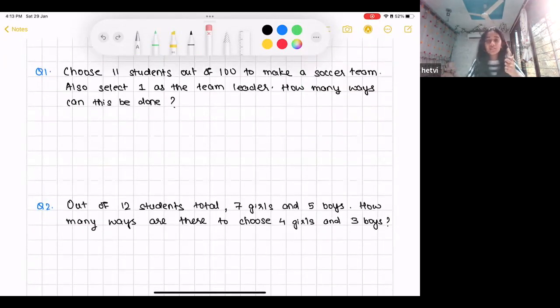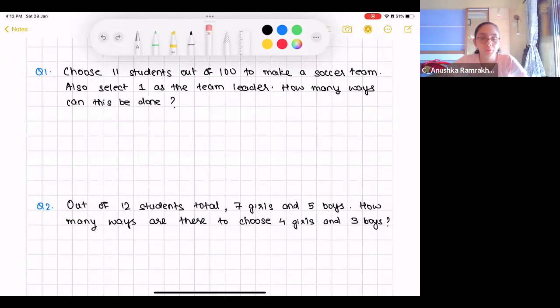Okay, suppose we want to choose 11 students out of 100 students to make a soccer team. How do we do that? Yes, you can just unmute yourself and answer. Okay, so we can use the formula of NCK. We'll use N as 100 and K as 11. So it will become 100C11.